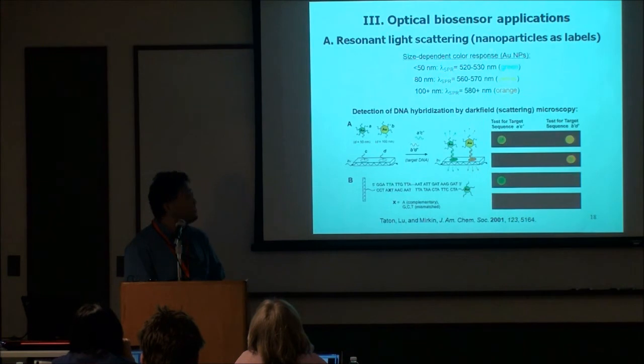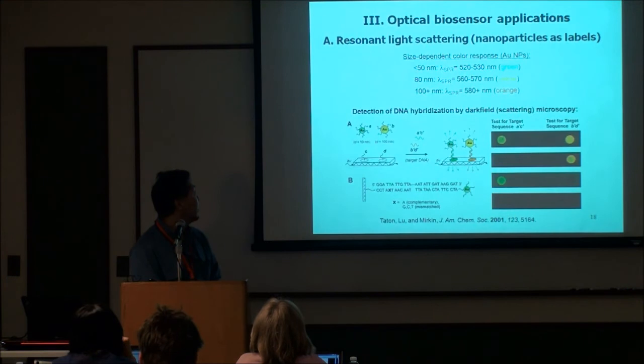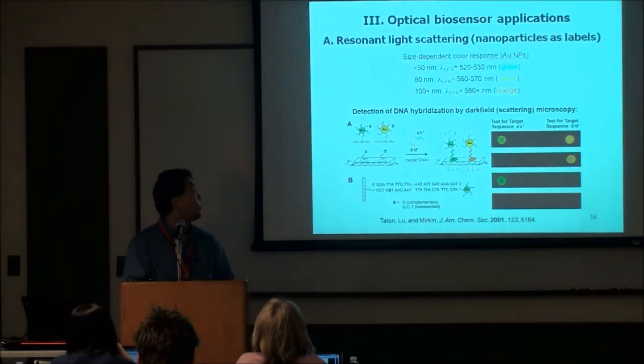Okay, so again, recall that particles as a function of size can shift their plasmon resonance. So if you're 50 nanometers or less, you tend to have particles that absorb or scatter in the green. But as you go to 80, 100 nanometers, you see yellow and then finally orange, and that's the same color as the sample that was running around the room. Okay, so this gives you then some wavelength specificity in terms of tracking the particle.